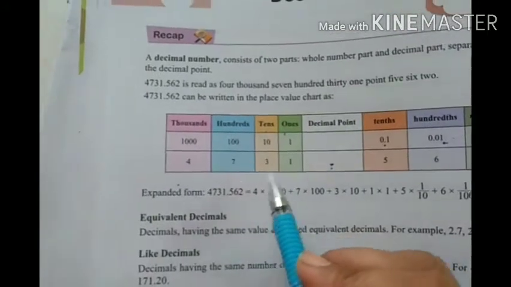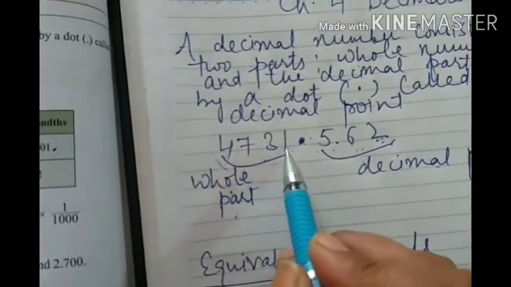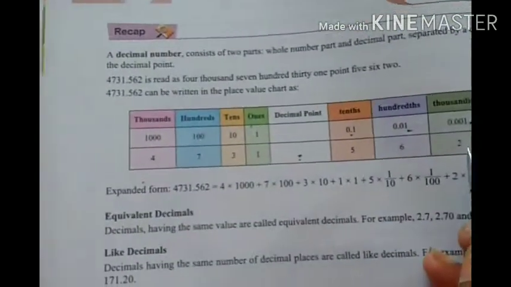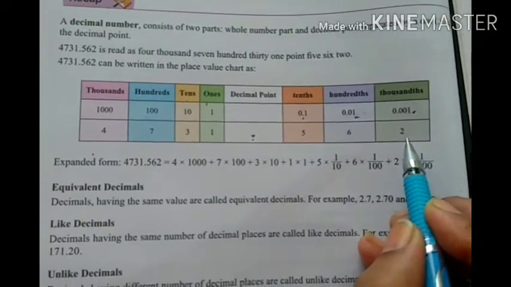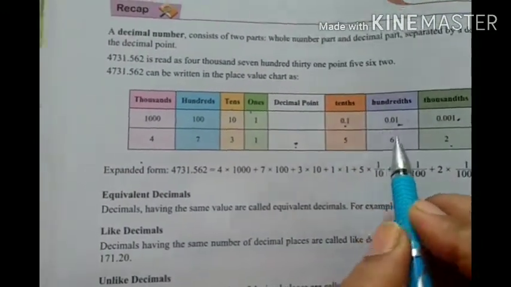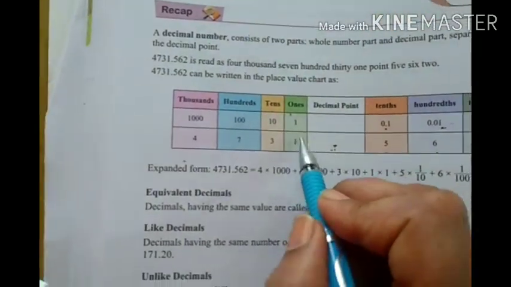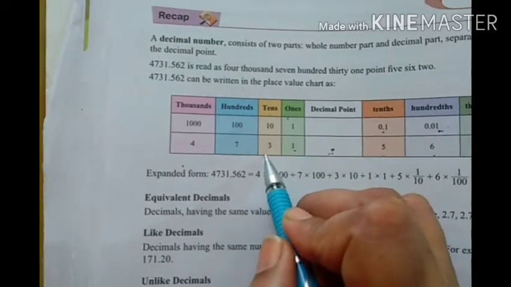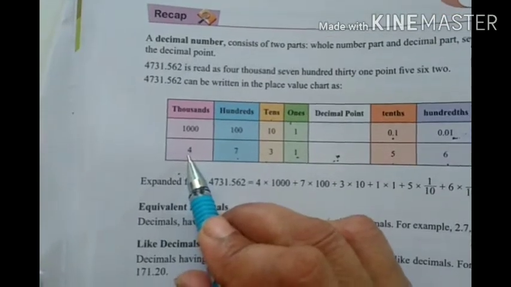Here suppose this is the number 4731.562. We start from here, thousand place, rest, write 2; at the 100 place 6; at the 10th place it is 5. After the point, at the ones place you write 1, at the tens place you write 3, at the 100 place you write 7, at the 1000 place you write 4.